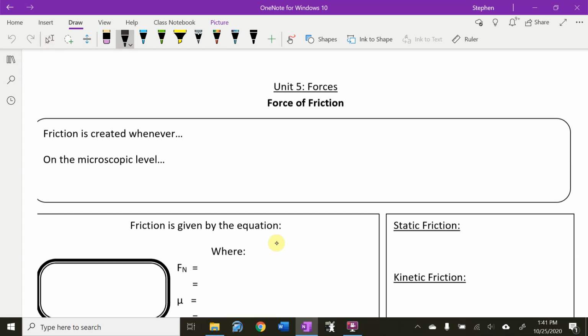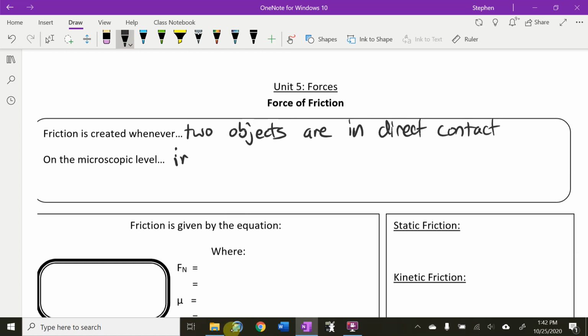So the first thing I just want to say is that our force of friction is created whenever two objects are in direct contact. Okay, and on the microscopic level, what's essentially happening is irregularities on the surfaces catch on each other.